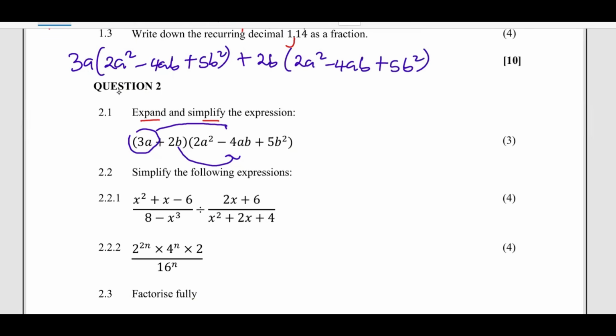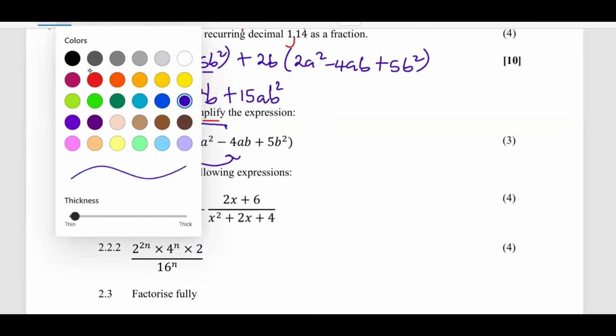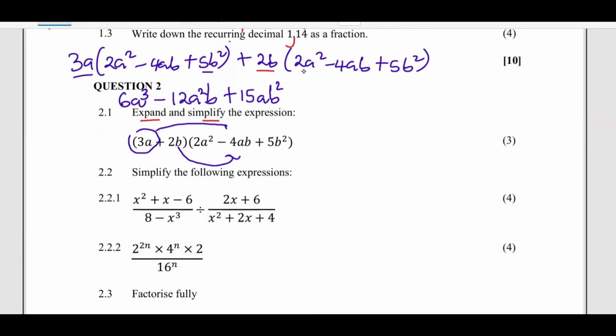So 3a and 2a squared gives me 6a cubed. 3a and 4ab gives me minus 12a squared b. 3a and 5b, that's going to be 15ab squared. Okay, then 2b multiplied by 2a squared, that's going to be 4a squared b. A 2b multiplied by negative 4ab, that's going to be negative 8ab squared. Then a 2b multiplied by 5b, we get a 10b cubed. Do we have any like terms?